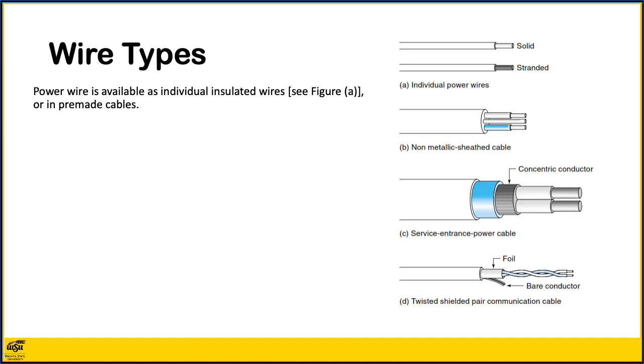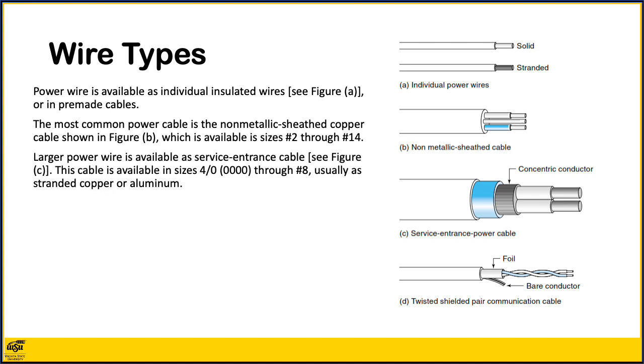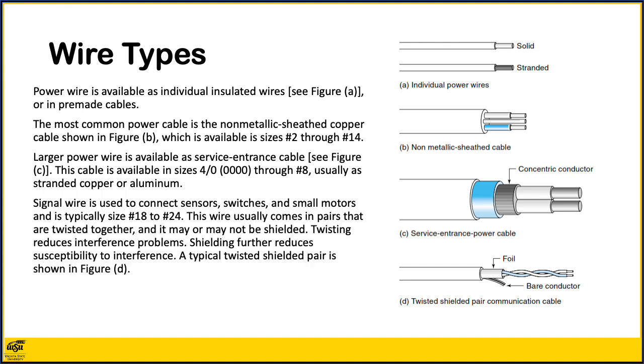Power wire is available as individual insulated wires, as shown in Figure A, or in pre-made cables. Probably the most common power cable is the non-metallic sheath copper cable shown in Figure B, which is available in sizes 2 to 14 gauge. You probably recognize this as a standard house wiring cable. Larger power wire is available as service entrance cable. See Figure C. This cable is available in sizes 4/0 through 8 gauge, usually as stranded copper or aluminium.